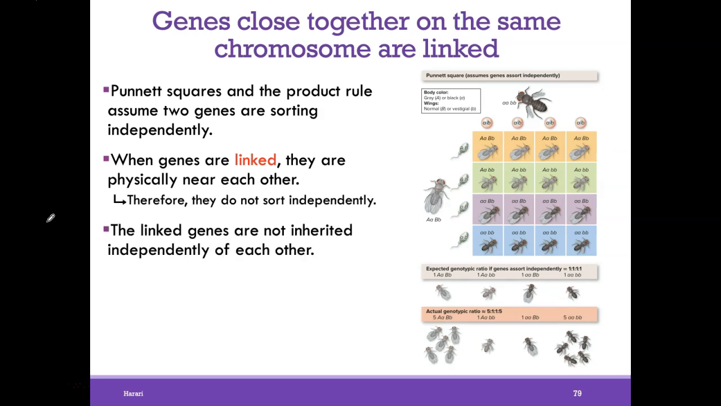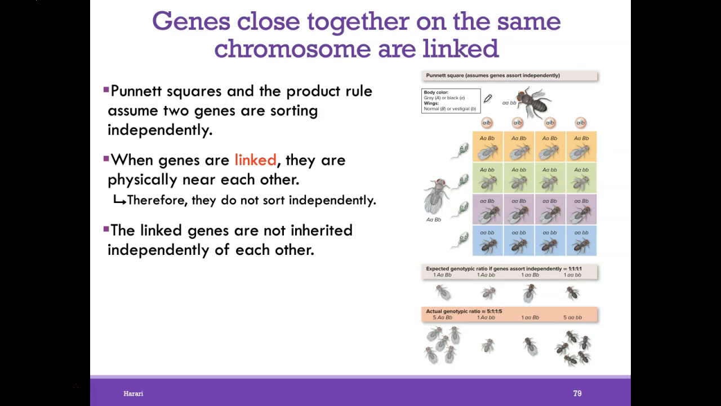Right? They do not assort independently. Linked genes are not inherited independently of each other. They're inherited dependently of each other. Right? When one gene is inherited, a linked gene is likely to be inherited as well. So it's not like independent assortment. It's not random probability.